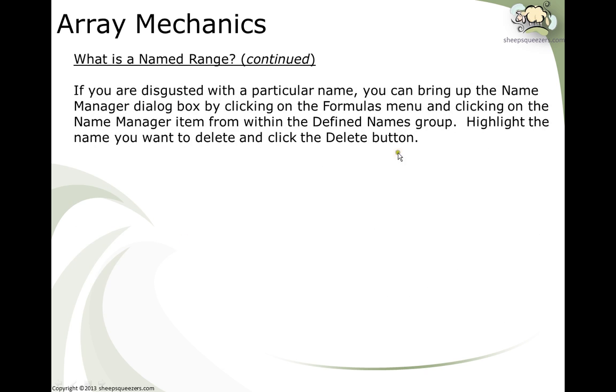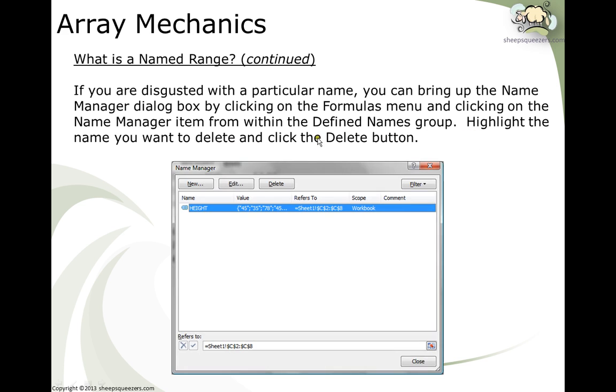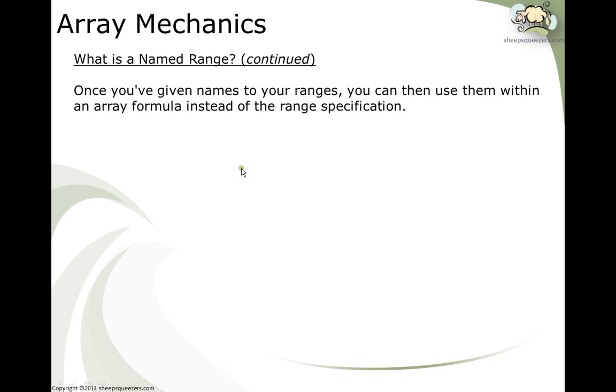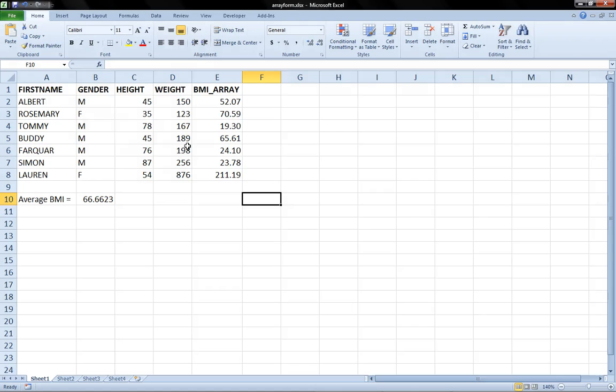If you are disgusted with a particular name, you can bring up the Name Manager dialog box by clicking on the Formulas menu and clicking on the Name Manager item from within the Define Names group. Highlight the name you want to delete and click the Delete button. For example, here's the Name Manager, here's height, I highlighted that, I can click the Delete button and it'll just go away. You've effectively deleted the name. You're not going to delete the data, you're just deleting the definition of the name. Once you've given names to your ranges, you can then use them within an array formula instead of the range specification.